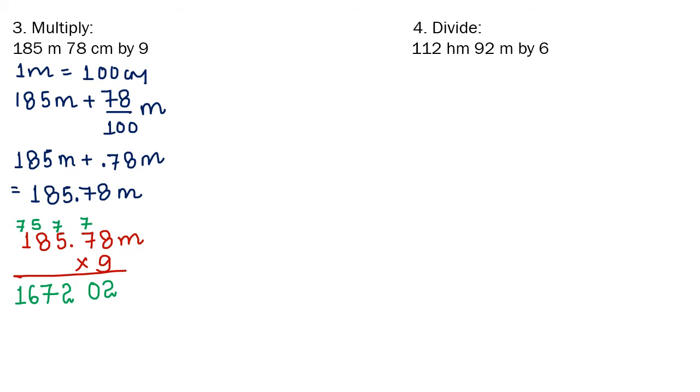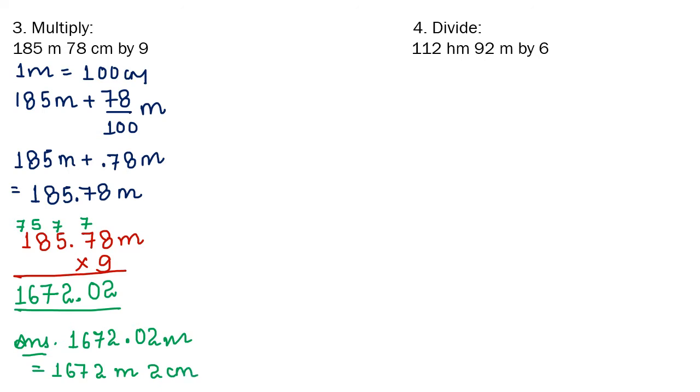Now as you can see in the question, we have two places after decimal. So put decimal from this left first ones digit, we have to count two digits and then place decimal here before 0. So answer is 1672.02 meter, or we can also write it as 1672 meter and 2 centimeter.